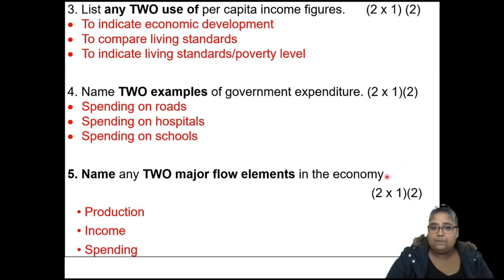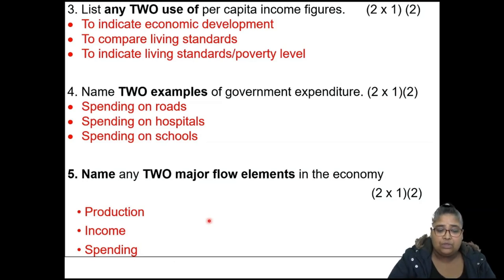Question 5, name any 2 major flow elements in the economy. So this is a question regarding the circular flow. When you think flows, the first thing you might think we are referring to is the money flow and the real flow. Yes, money flow is income, and real flow would be production.